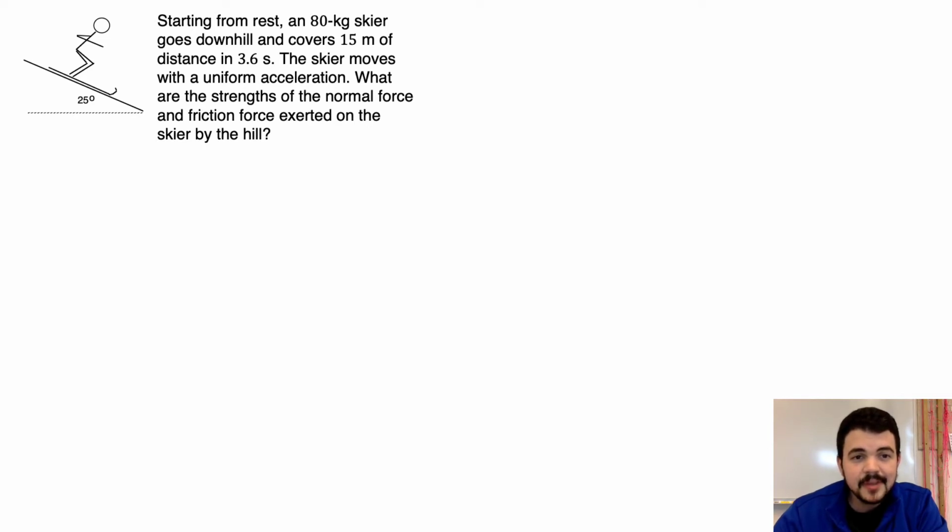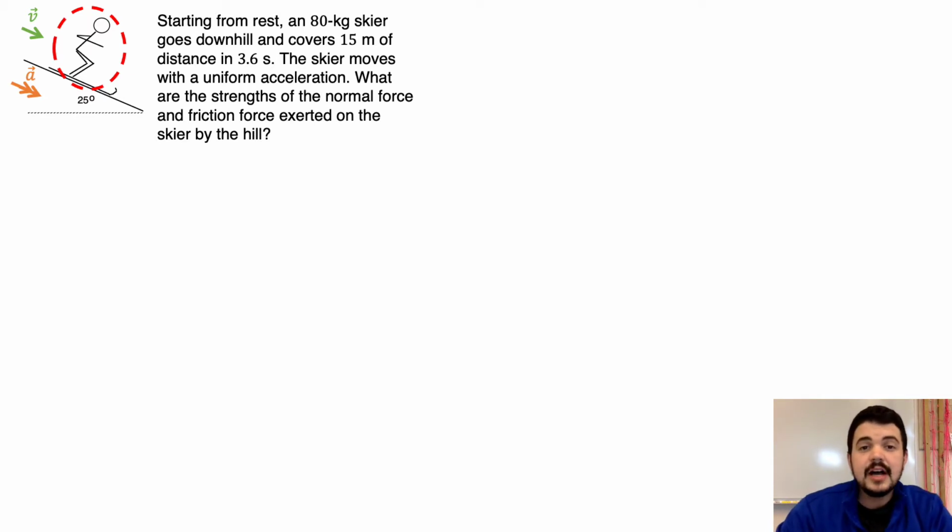Our starting point, of course, is going to be to identify our system, and here that system is the skier. We have a downward velocity, the skier is going downhill, and not only is the skier going downhill, but they are moving with a uniform acceleration, and so there is a downhill acceleration in the direction of the velocity, because we are getting faster.